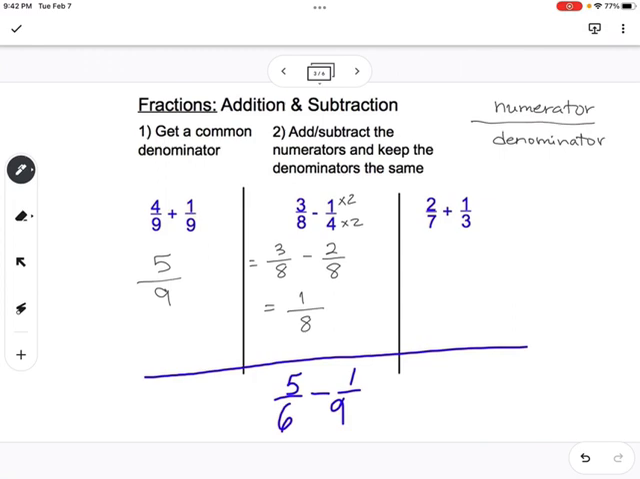Next question, we have 2/7 plus 1/3. The common denominator here will be 21.